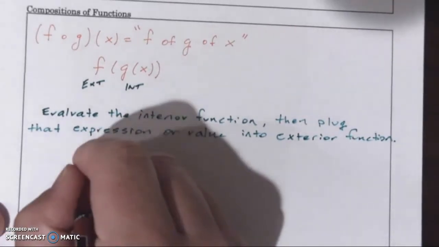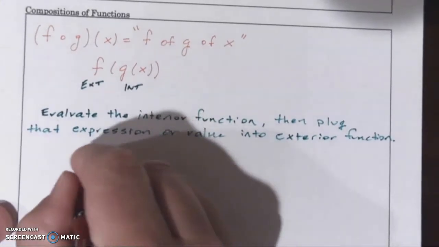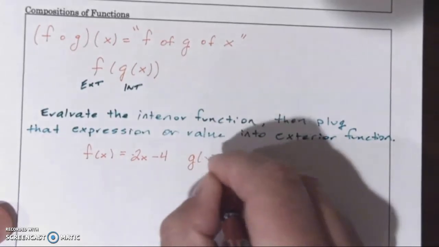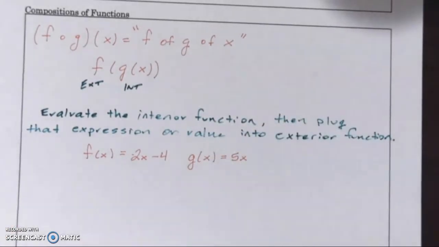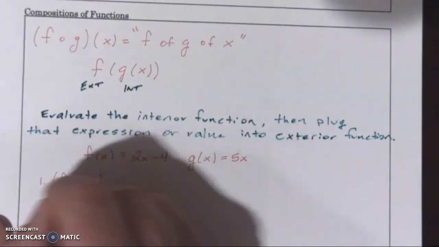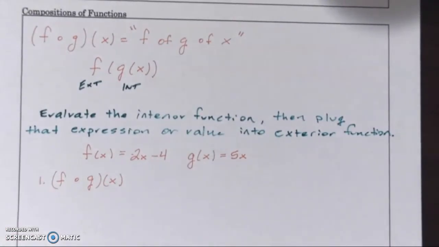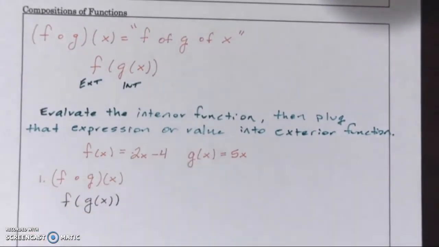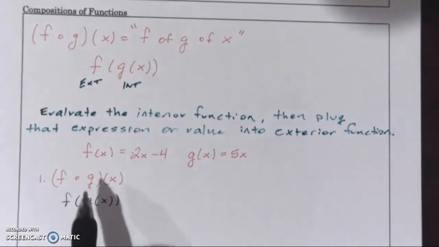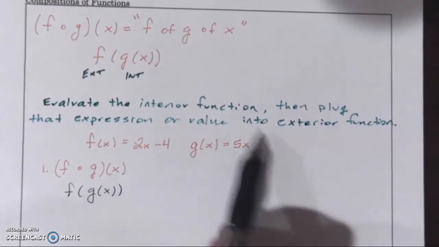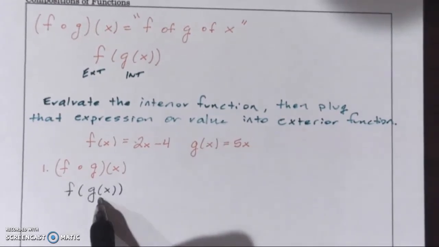Alright, so let's say, again, for the sake of example, f of x was 2x minus 4 and g of x was 5x. Quick example here. If you were asked for f of g of x, the first thing that I would do is rewrite that as an interior and exterior function. It is not needed, not mandatory. Let's evaluate the interior function. Well, evaluate might be a strong word, but we already know what g of x is defined as. So let's place this expression in there for g of x.